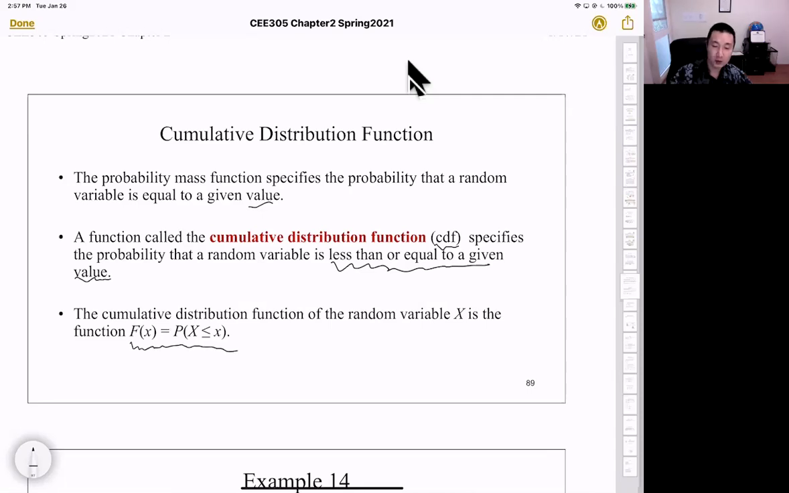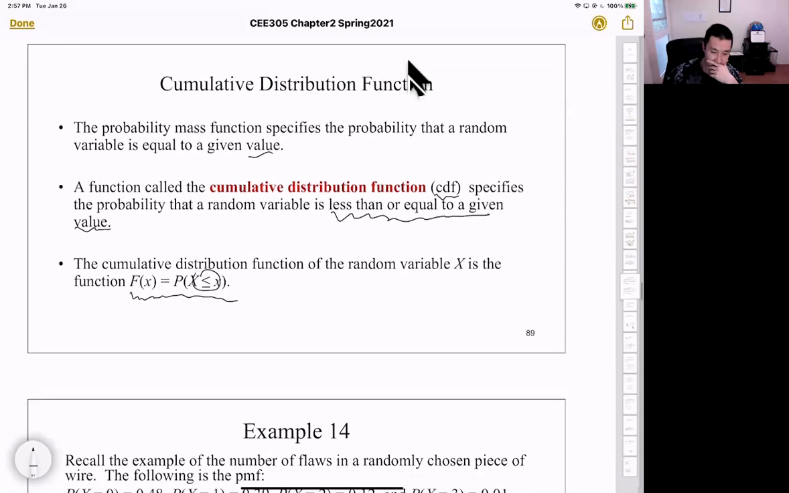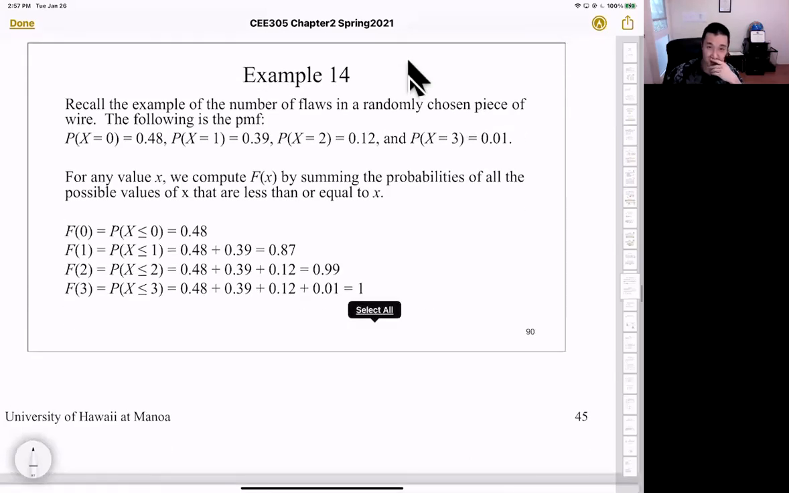Go back to the number of floors example. Okay, so let's figure out what the cumulative function is. The probability mass function gives us: the property has 0 floors is 48%, 1 floor 39%, 2 floors 12%, 3 floors 1%. Okay, so this is the mass function.